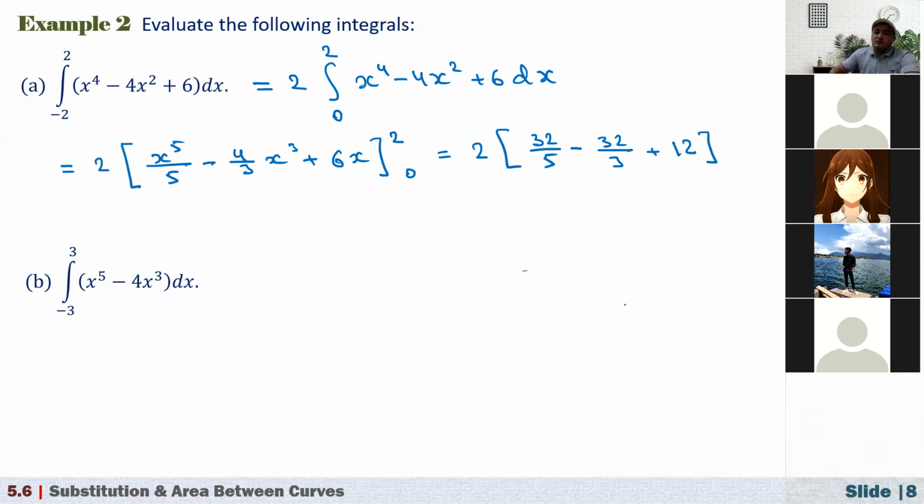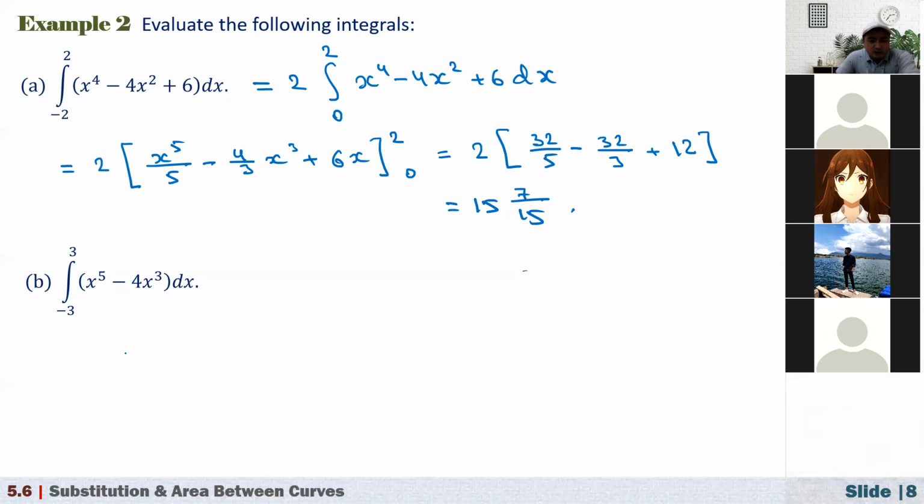Okay, so now we can just evaluate this. If you evaluate this, we'll write the final answer. So we have 2 times 32 over 5 minus 32 over 3 plus 12, which is equal to 15 and 7 over 15. Okay, that is the answer.